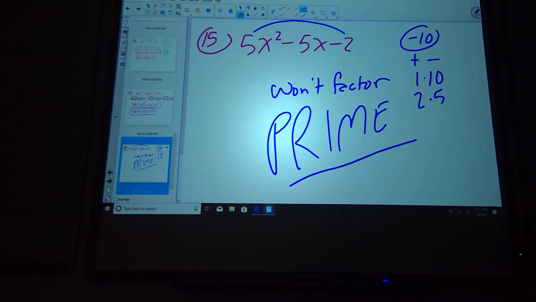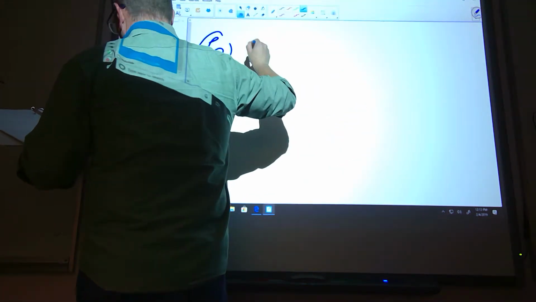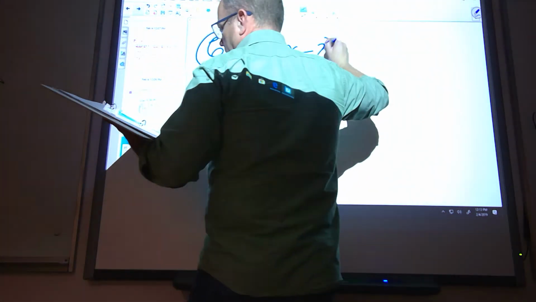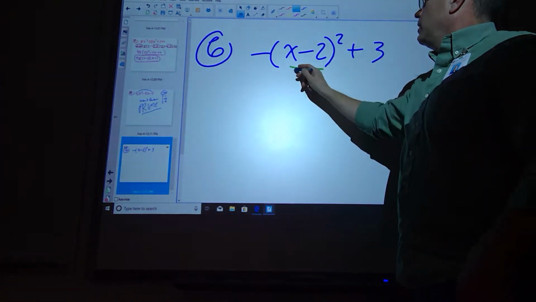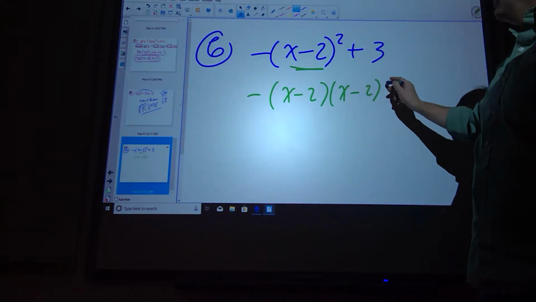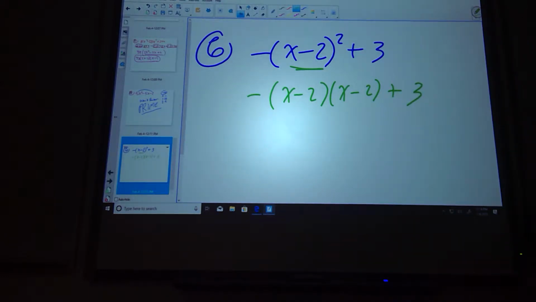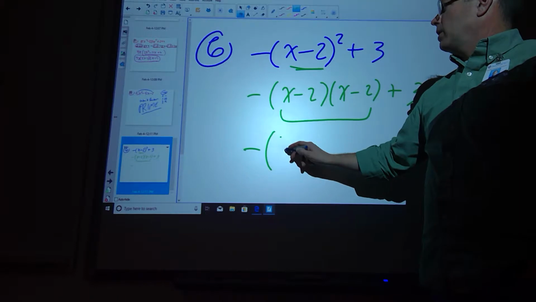What else? Anything else from last night's homework? This weekend's homework? Can you do number 6? Number 6, we're just going to multiply it back together, but we have to understand what a few of the things are that we have. I have 2 of these that I'm multiplying, so I have a negative, (x minus 2)(x minus 2), plus 3. Is that okay so far? We could just double FOIL that out, keeping that negative there.